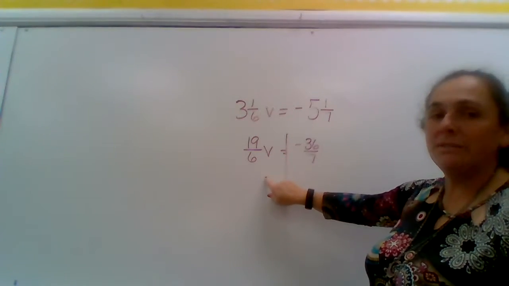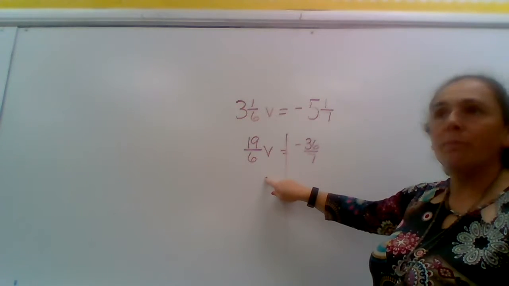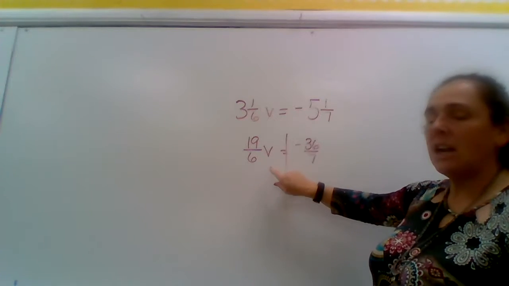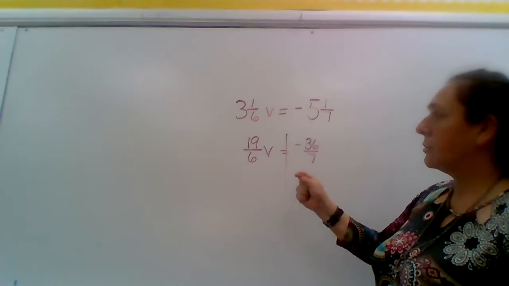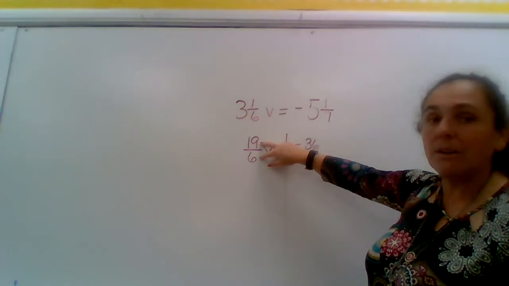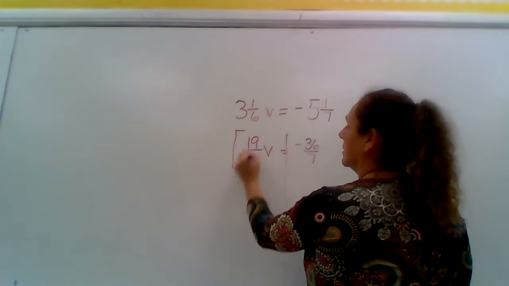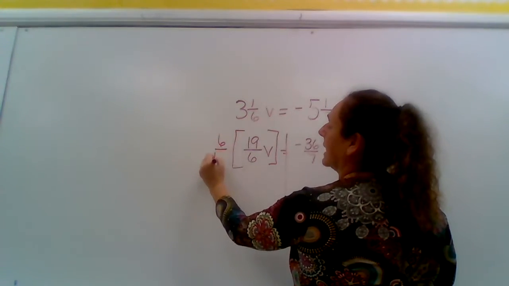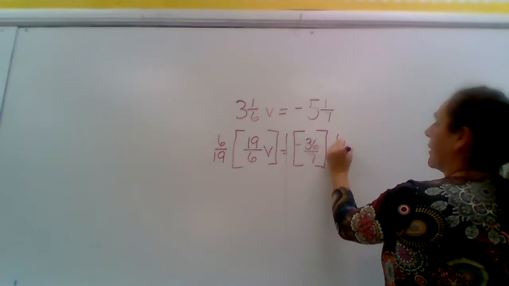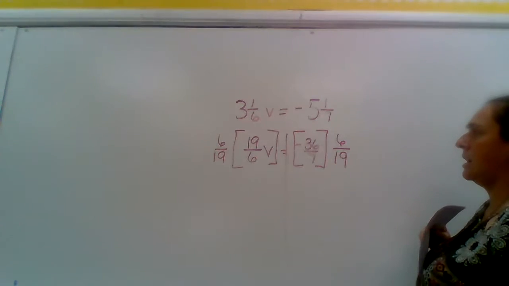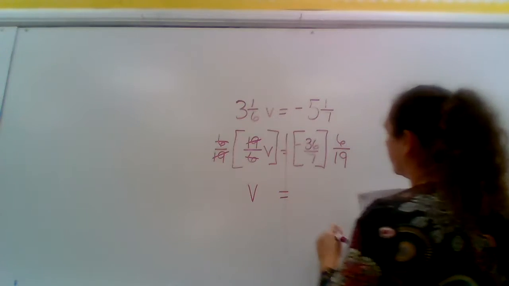Okay? Now, again, my variable, I'm multiplying. Well, typically we would divide, but can you divide fractions? That was something we learned back in 4th grade, I believe. You cannot divide a fraction. You have to multiply by the reciprocal. The reciprocal is taking that fraction and flipping it upside down. So we actually want to multiply this by 6 over 19. I flip that. And then I want to do the other side by the same fraction. Okay? And now this cancels off and we get V equals.